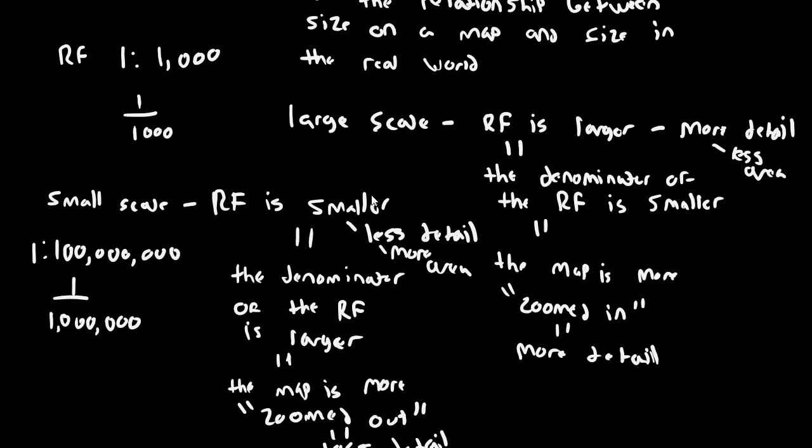So the question then becomes, what do we consider large scale versus what do we consider small scale? The answer to that is really it depends. There's not really a set representative fraction that differentiates the two. It's somewhat of a relationship. Because 1 to 1,000 is a larger scale than, say, 1 to 100,000, but it's a smaller scale than, say, 1 to a million or 100 million.